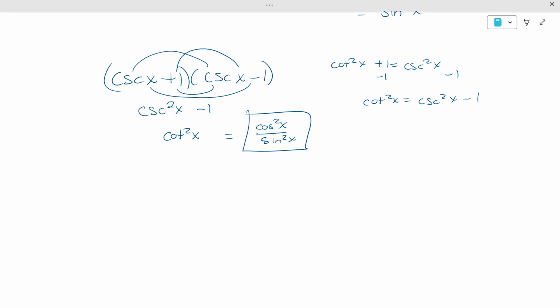Okay. So on page number 165 of your books, you'll be doing 7 through 14 all.